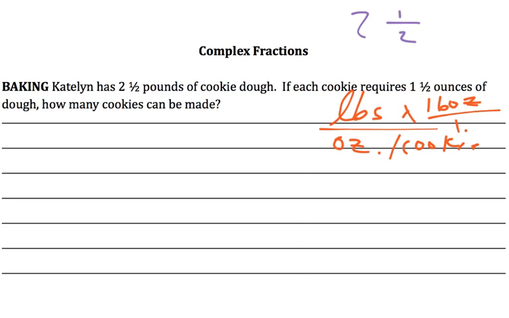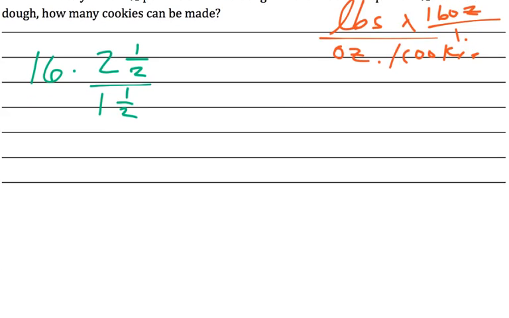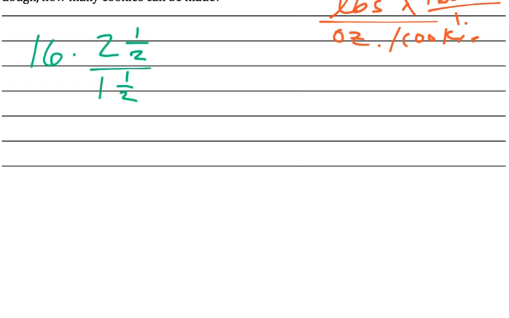But since this is more about introducing the idea of complex fractions, I'm going to jump into the math. Here's 16 times 2.5 over 1.5. And our first problem is that dealing with mixed numbers is a very, very poor choice. We always want to have improper fractions as we move on to actually doing the math inside. So I'm going to convert these to 5/2 and 3/2.